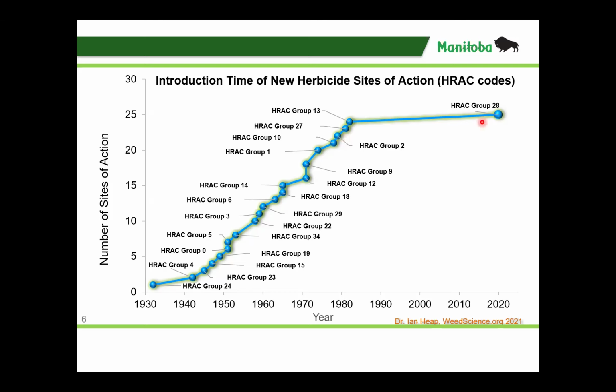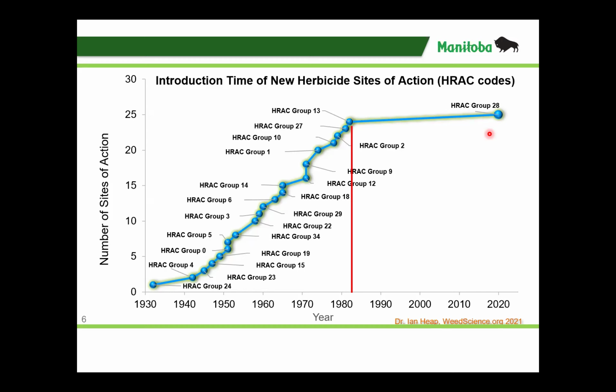There's a group out here, this group 28. There's nothing usable in that for us right now. Right now, those are pretty much exclusively rice herbicides, and at some point we might get something. But when you look at this, we haven't had anything new since the mid 1980s. We have not had a new herbicide group. We sometimes get new families within those groups.